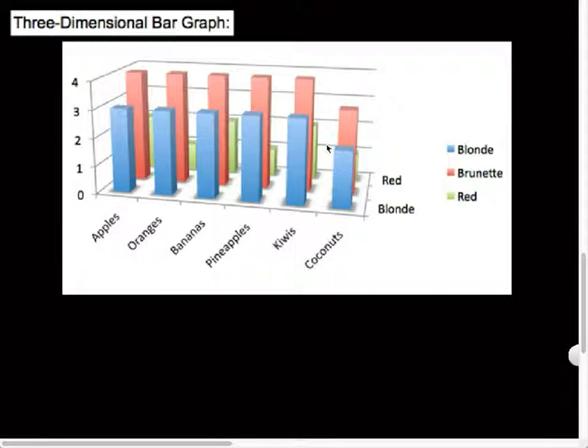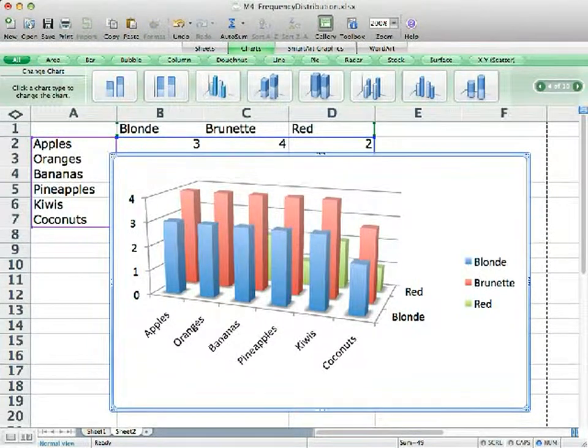Because of the perspective, you just have to be able to perceive that perspective a little bit differently. But you can get some relationships, see what's going on. Actually, one of the things I could do, too, is break these down into percentages, so it's just not massively overrepresented by brunettes, so to speak. But that's a 3-dimensional bar graph, just so you're aware of what that looks like.